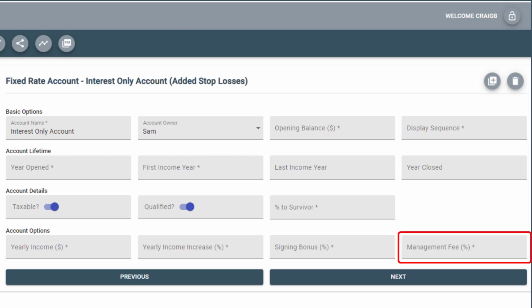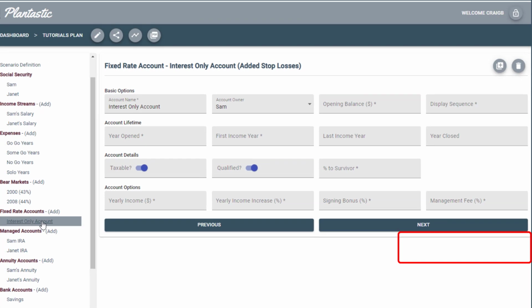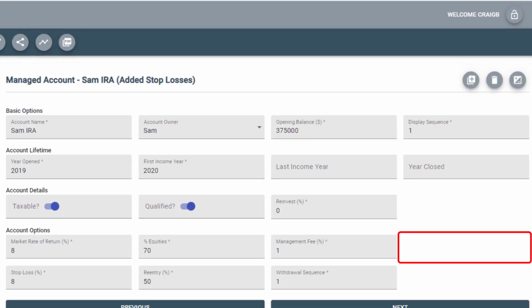The management fee attribute defines the percentage that the account manager withdraws from the account each year as a management fee. It is important to separate this out from the overall rate of return, as this cost will still be incurred during the bear market simulations where the overall rate is not applied. The account balance will be decreased by this percentage each year of the plan. This option is used in all the account types except bank accounts.